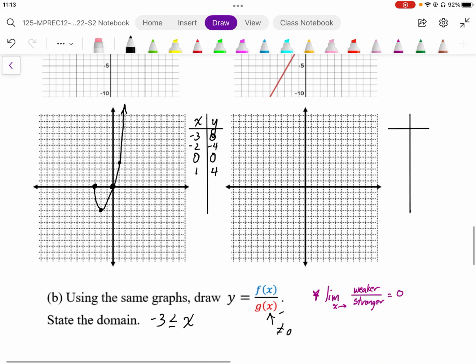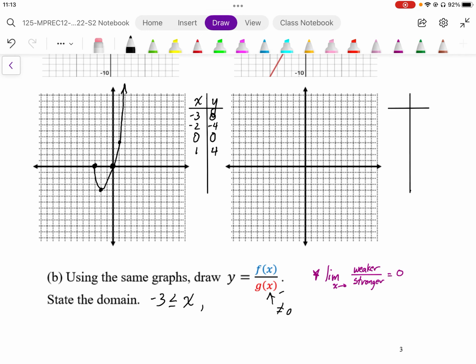At x equals 0, g of x will equal 0, so x cannot equal 0. And not only that, that's going to generate a vertical asymptote, because we're going to be dividing by 0 here. So x is not equal to 0. That's this point here. And we're going to generate a vertical asymptote along the 0.